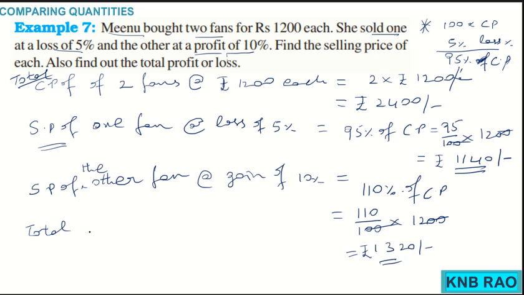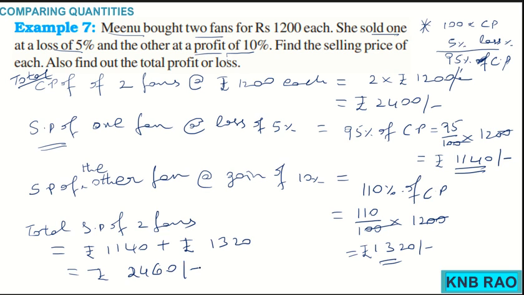Now I am taking total SP of two fans. It will be 1140 plus 1320 put together gives us 2460 rupees. Now you know his investment is 2400 and his returns is 2460. Is he making profit or loss? Obviously profit. Why is he making profit? Because his investment is less than his returns. How much is his profit? His profit is that extra money, that is 60 rupees.